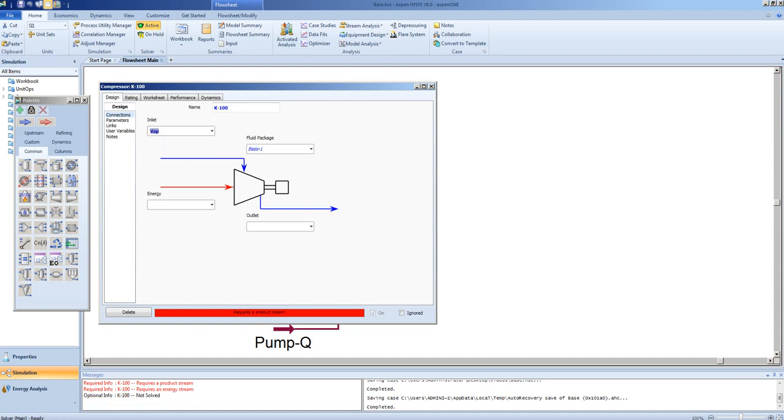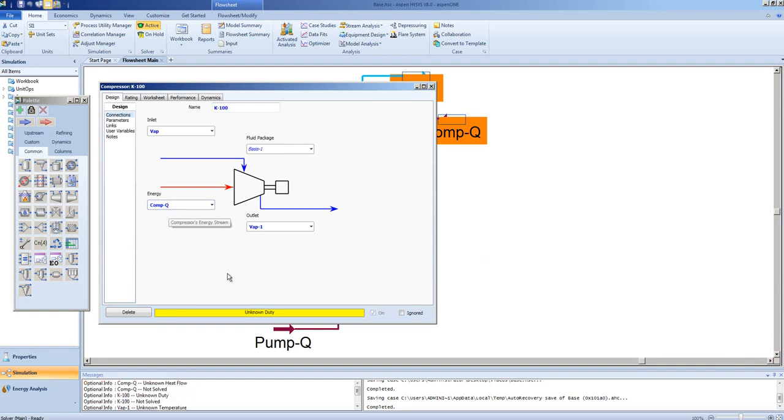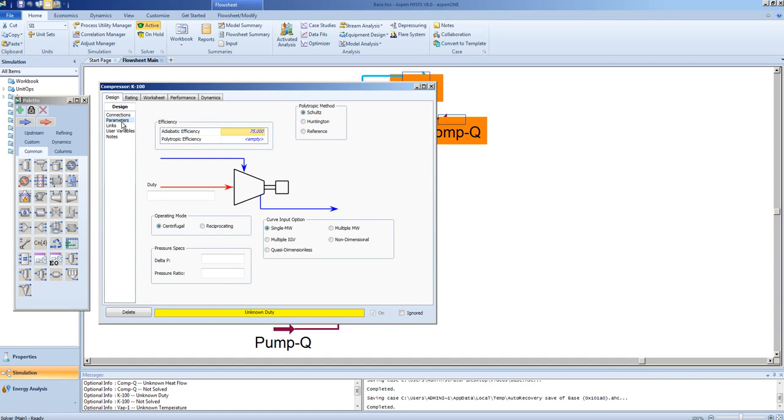Alright, the inlet will be the vapor and the outlet will be VAP-1. Just like pumps, compressors have duties, and in this case, comp-q. It says unknown duty. That's because we've only identified that there is a duty stream present. This is equivalent to adding a variable. When you add a variable, you need to supply the information for that variable or an equation to satisfy that variable. Under the parameters tab, you will see the efficiency factor, and again, efficiency really determines how much energy goes into raising the pressure or doing real work, and how much goes into internal energy or raising the temperature of the stream.